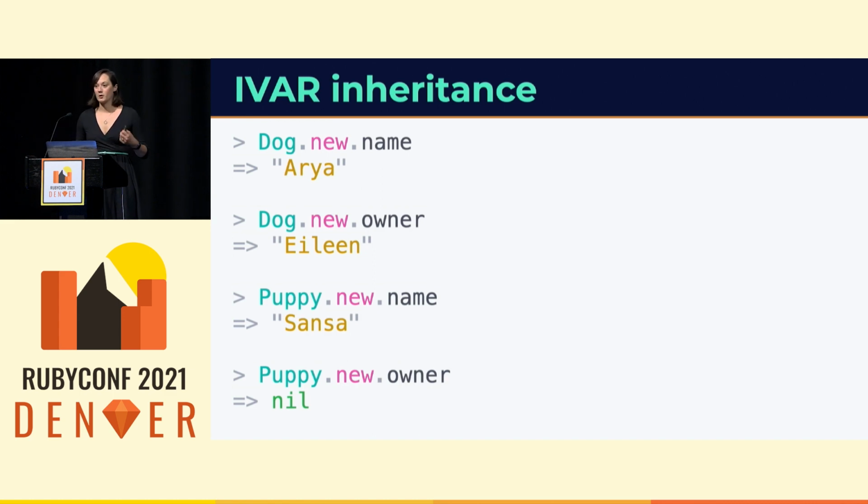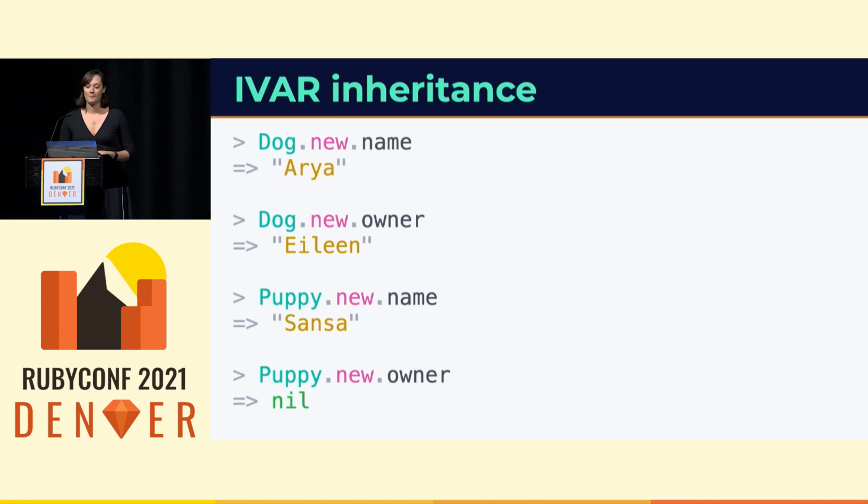Instance variables are bound to the current self, which in this case is the instance of the class dog or puppy. The instance variables on dog are isolated from instance variables on puppy. Initializing a dog instance doesn't change puppy, and initializing a puppy instance doesn't change dog. If you've been writing Ruby for a bit, you're likely already familiar with how this works, and this isn't surprising. The inheritance model is pretty straightforward when it comes to instance variables.